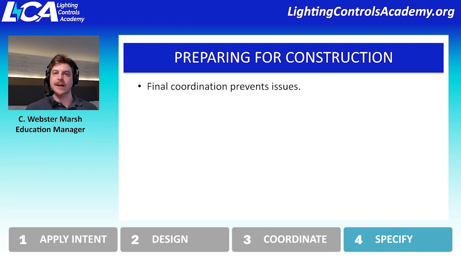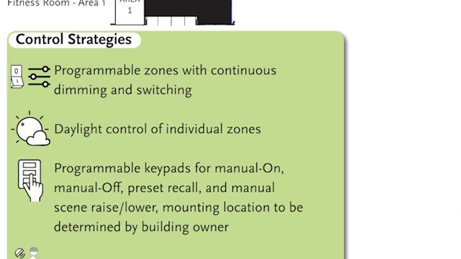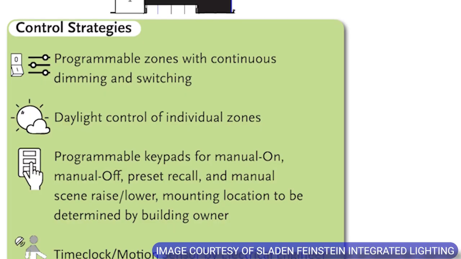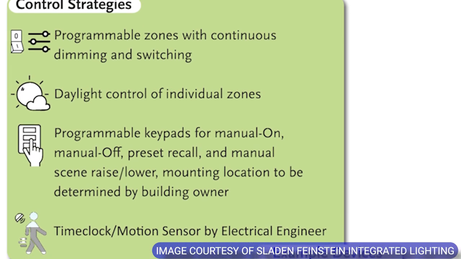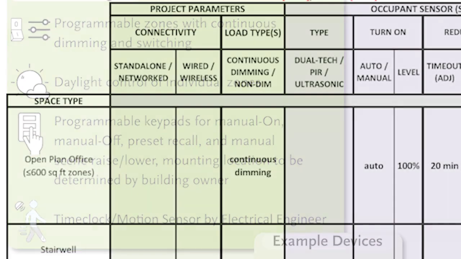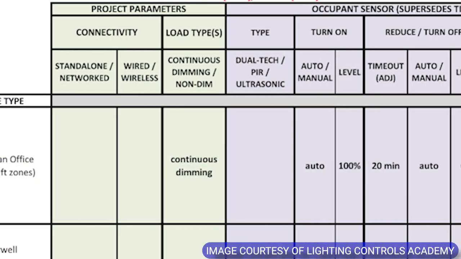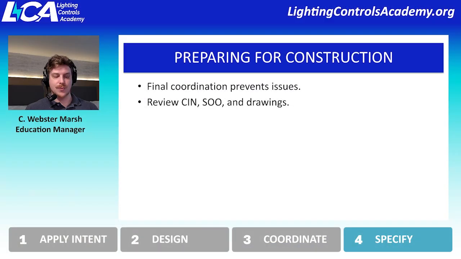Regardless of where we're at, whether we anticipate that there's going to be revisions to the drawings or not, we want to make sure that we're coordinating everything and identifying that what we're specifying is actually going to be implemented and is expected to be implemented. So reviewing the control intent narrative, sequence of operations, and drawings and diagrams that we've provided really helps clarify with the team what is expected of the lighting control system and make sure that they agree that that is what should be happening with the lighting control system.